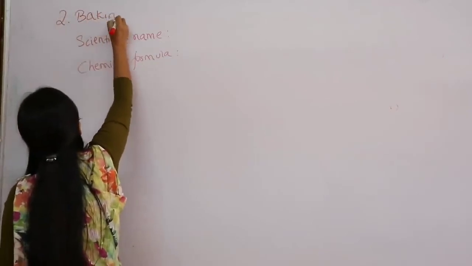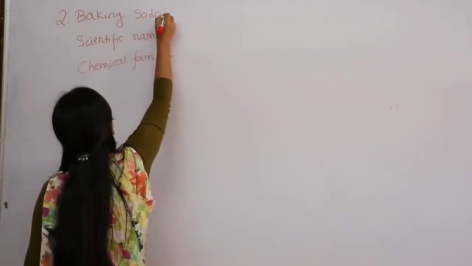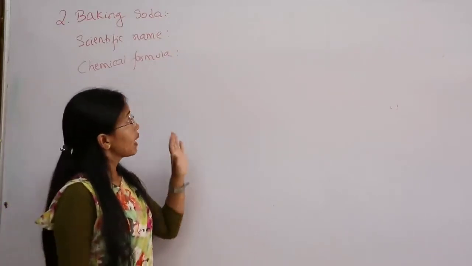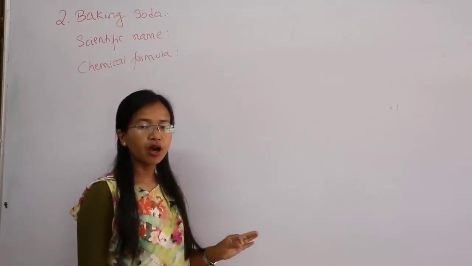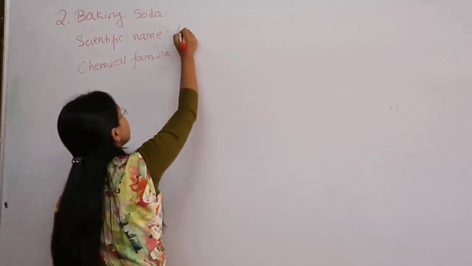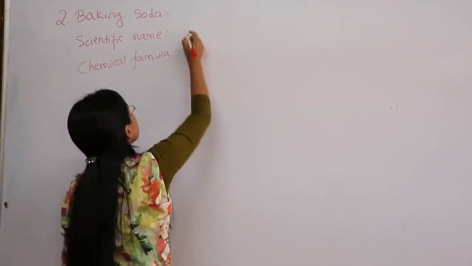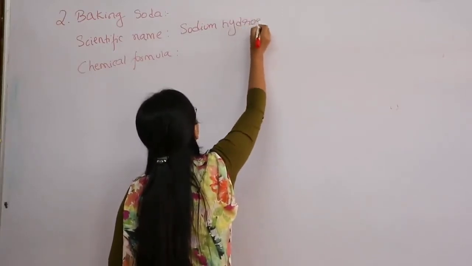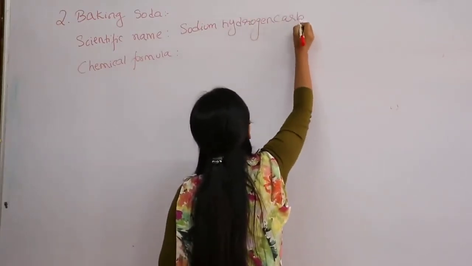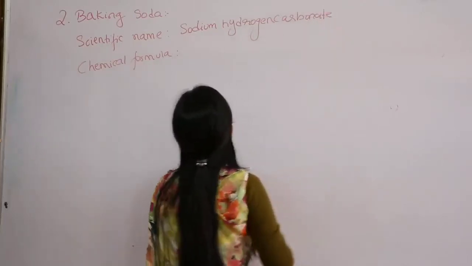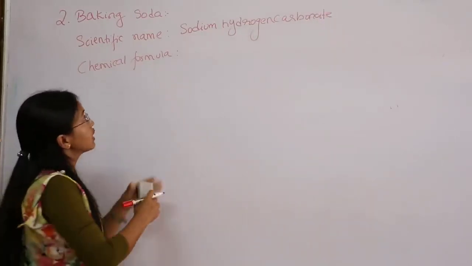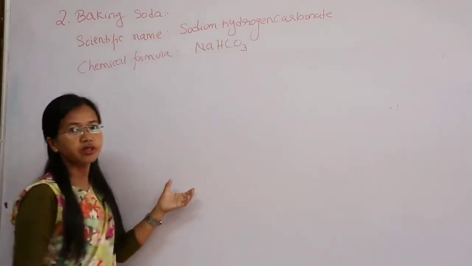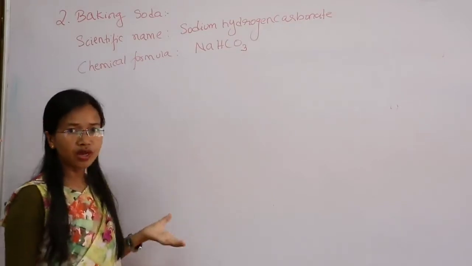The second salt is baking soda. The scientific name of baking soda is sodium hydrogen carbonate, and the chemical formula is NaHCO3. Right. How is baking soda produced?